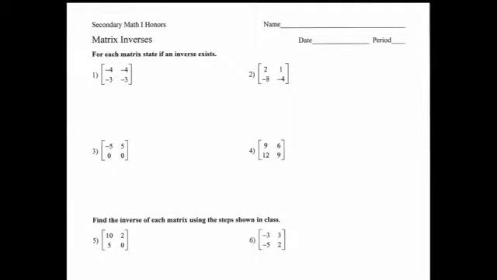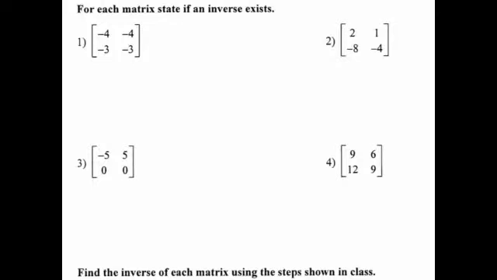Alright, it's time for the solutions for the matrix inverses assignment. On these first four, all you have to do is figure out whether or not the inverse exists, and the way you do that is you get the determinant of the matrix. So take those and multiply together, and then take those and multiply together, and subtract the result.